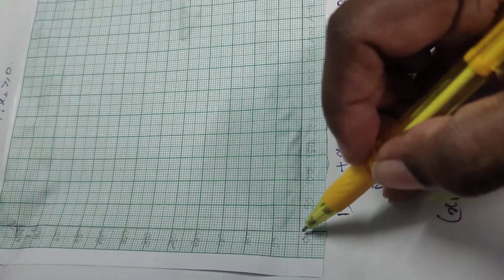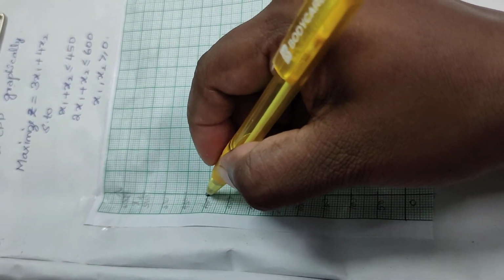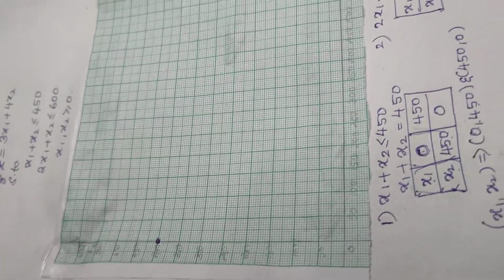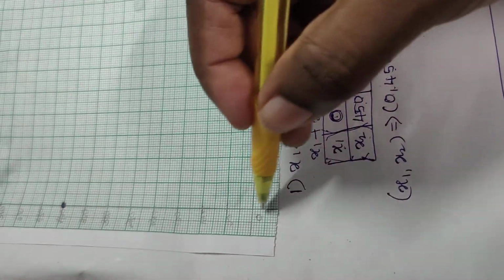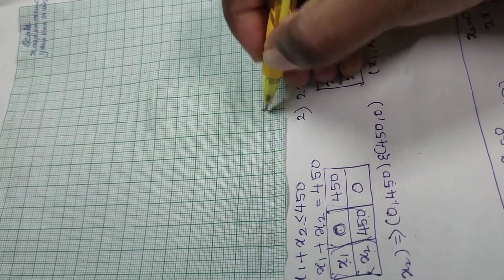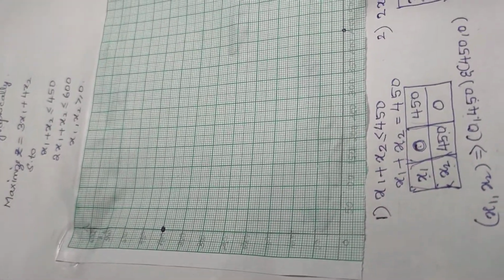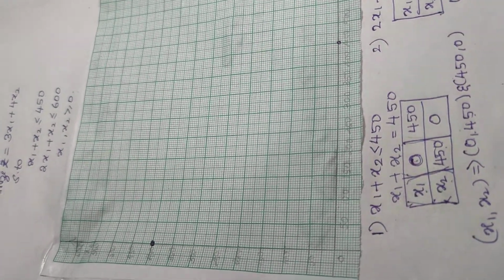x1 is 0, x2 is 450. So this is my first point. The second point is: in x1 the value is 450, in x2 the value is 0. This is my point. That is why we put 0 actually, it is easier to mark. So I have my two points. I am going to draw the line, and then we will continue.